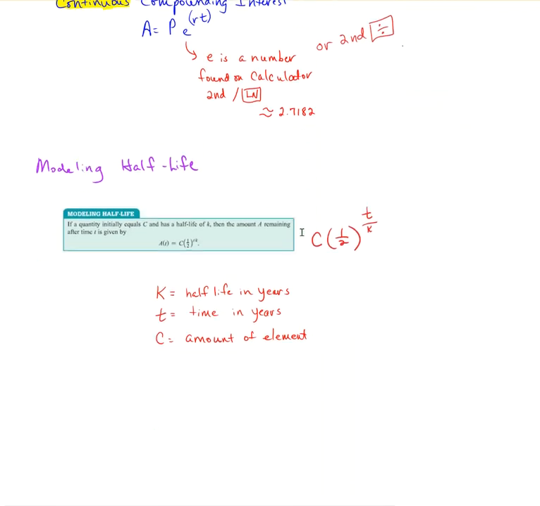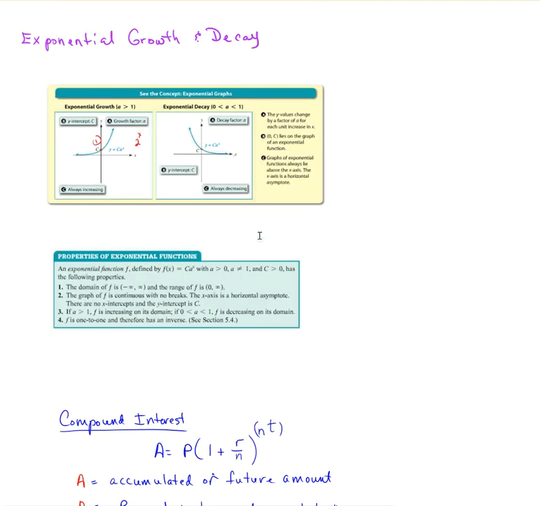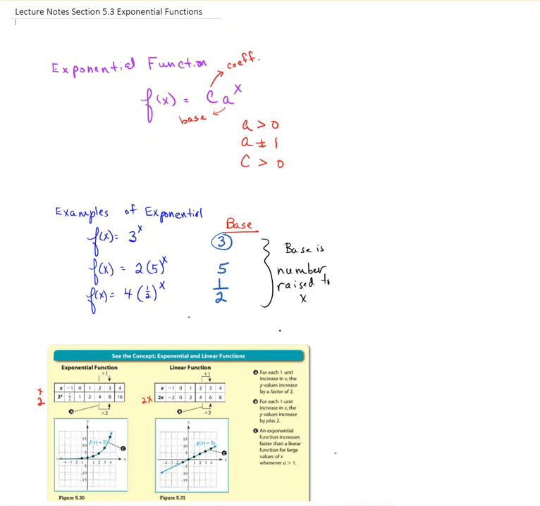All right. Modeling half-life. I think we might have one problem on half-life. It's kind of like an exponential, but you have this 1/2 here. So it's C times 1/2 raised to the t over k. K is the half-life in years, t is the time in years, and C is the amount of the element. If you've had chemistry, you may have studied half-life of elements, and so that would be where that would be an application. So I think that'll get us going on the notes for that. Let's go look at the problems.